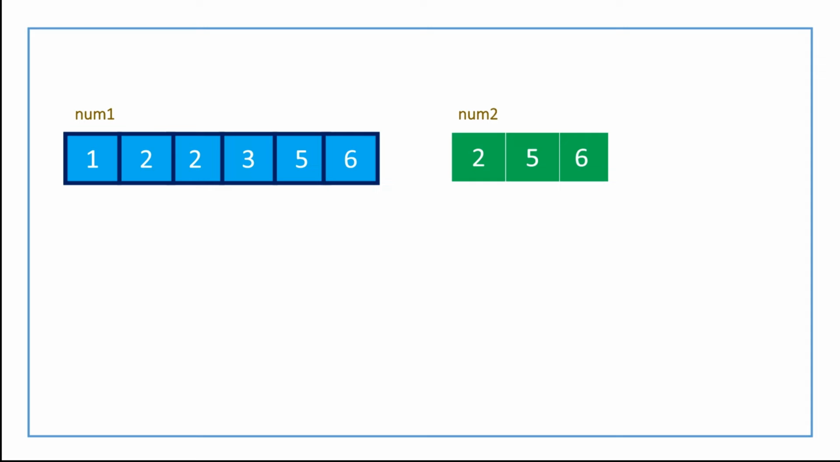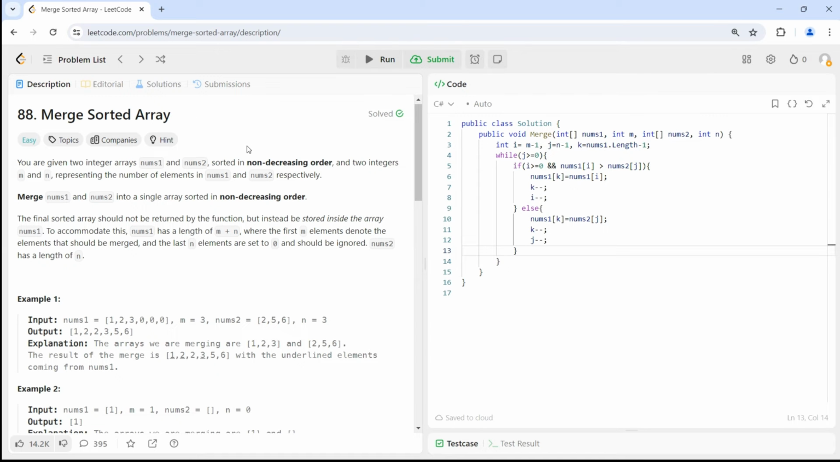Let's see how the code looks like. So this is our question and I'm coding in C#. I've already added the code here. So what I did is I had three pointers I, J and K. I is m-1, which is the last index of the non-zero element of nums1 array. And J is n-1, which is the last index of nums2 array. K is the last index of nums1 array.